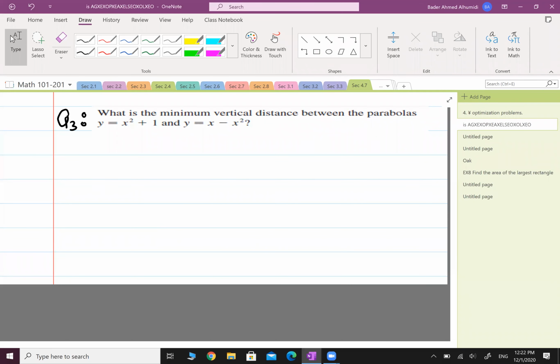Unfortunately, many students misunderstand the question. There is a distance and there is a vertical distance. What does vertical distance mean here? Actually, what is the meaning of the question itself? What is the minimum vertical distance between the two parabolas y equal to x squared plus 1 and y equal to x minus x squared?